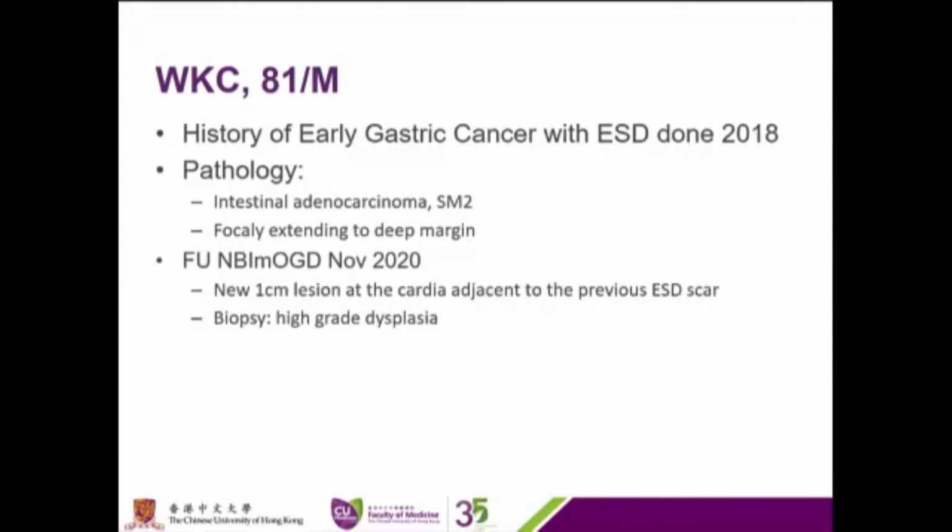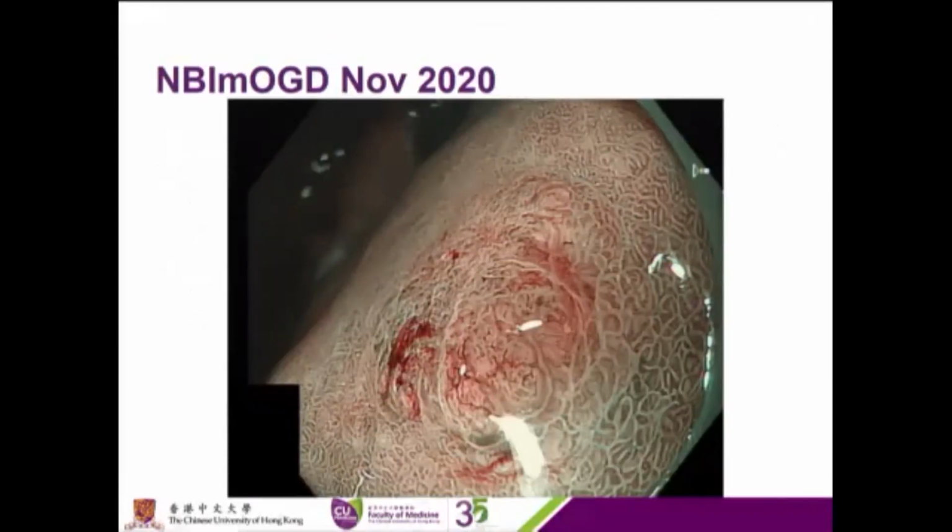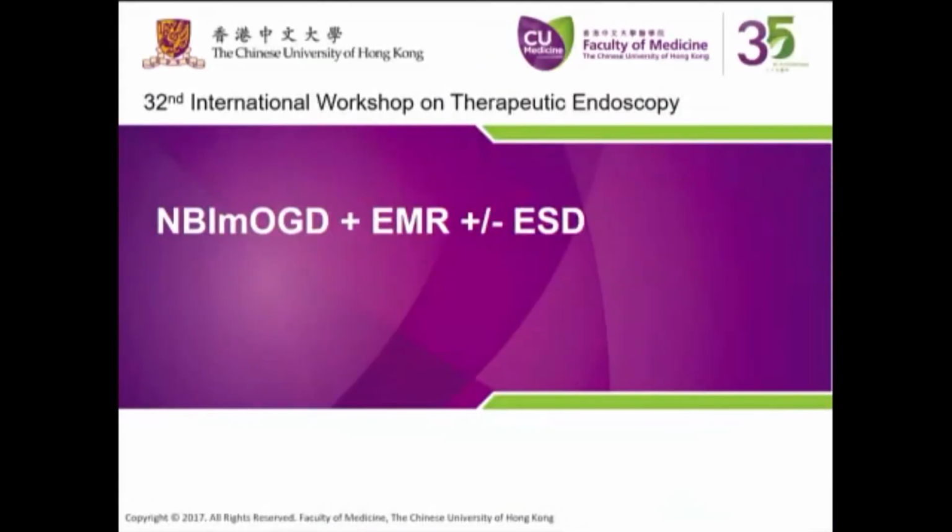The follow-up MBI OGD this year showed a new 1 centimeter lesion at the cardia, just adjacent to the previous ESD scar. The biopsy showed high-grade dysplasia. This is the endoscopic picture. So today we will show how to interpret this high-grade dysplasia and to perform EMR plus or minus ESD.